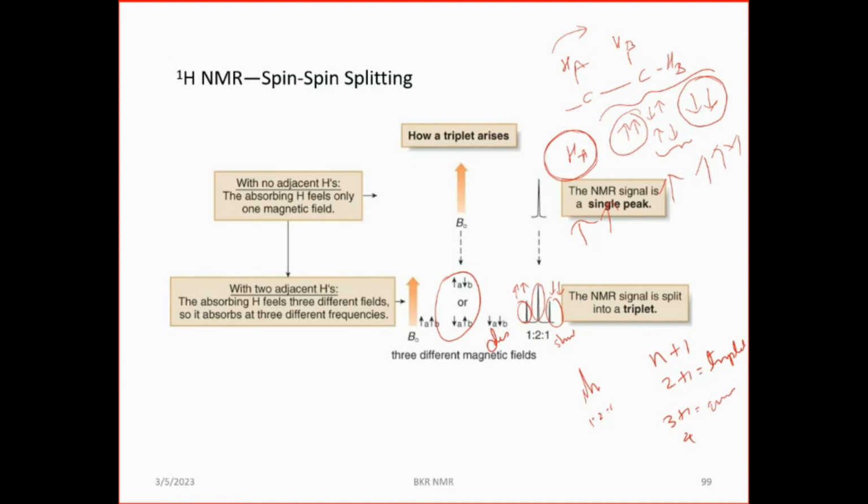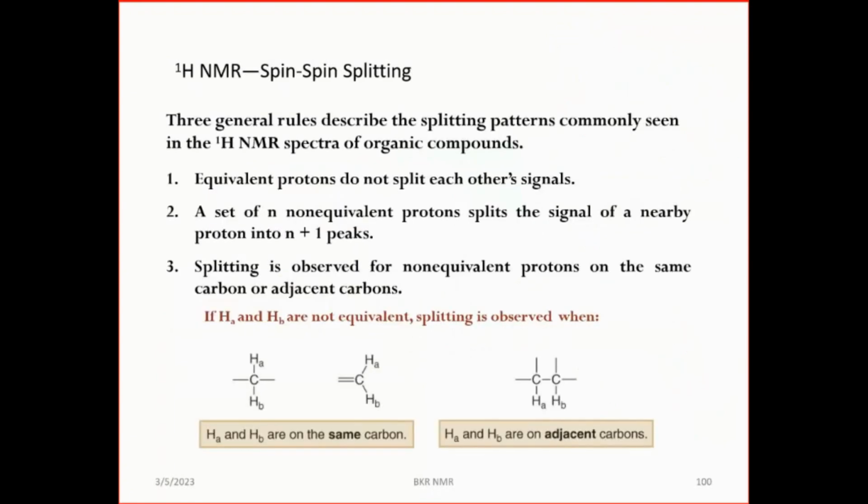So it goes on: no neighbors, singlet; one neighbor, doublet; two neighbors, triplet; three neighbors, quartet; four neighbors, pentet. So it goes on. This is known as the n+1 rule.